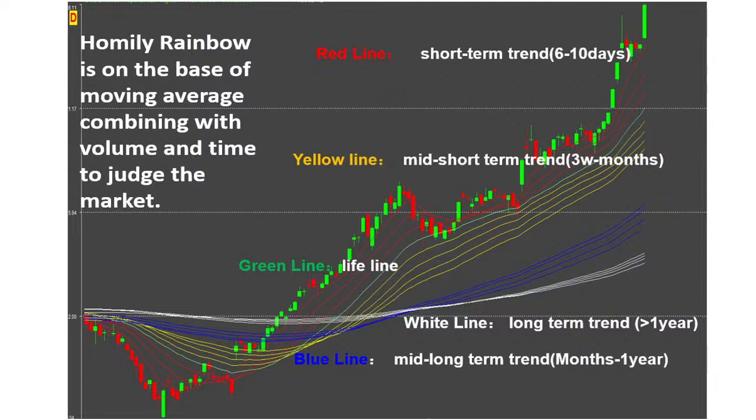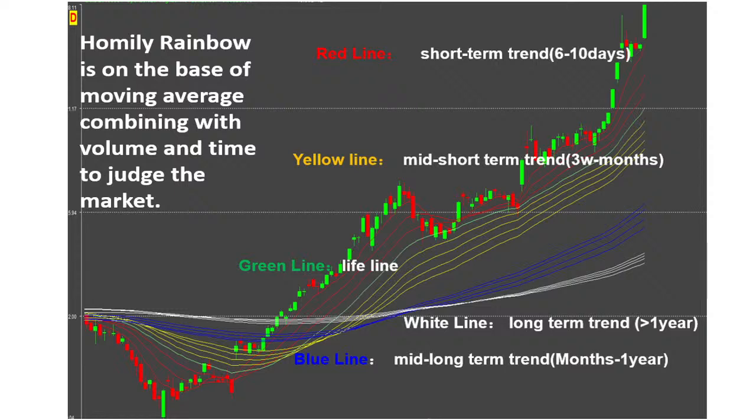And the green line is the lifeline. If the candlestick is above the green line, it means it has life and continues to hit new highs, continues rising. But if the price is below the green line, it means no life. No life, we better not touch, as it cannot go up and cannot make money. It will continue sideways or continue pullback. The red line here means the short-term trend, 6 to 10 days.